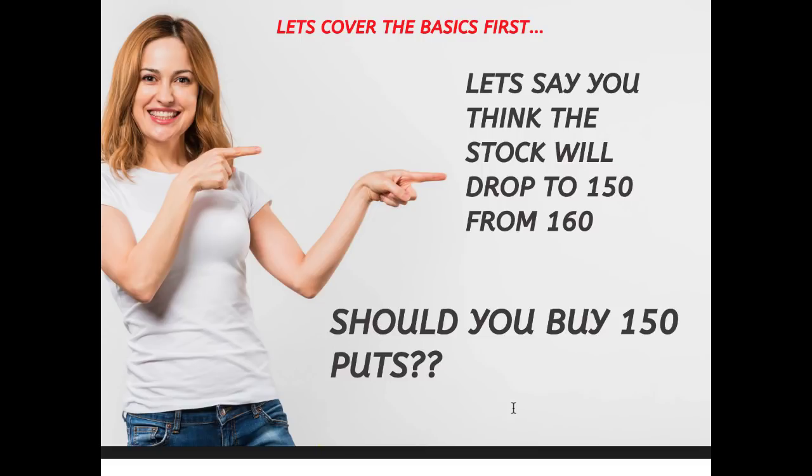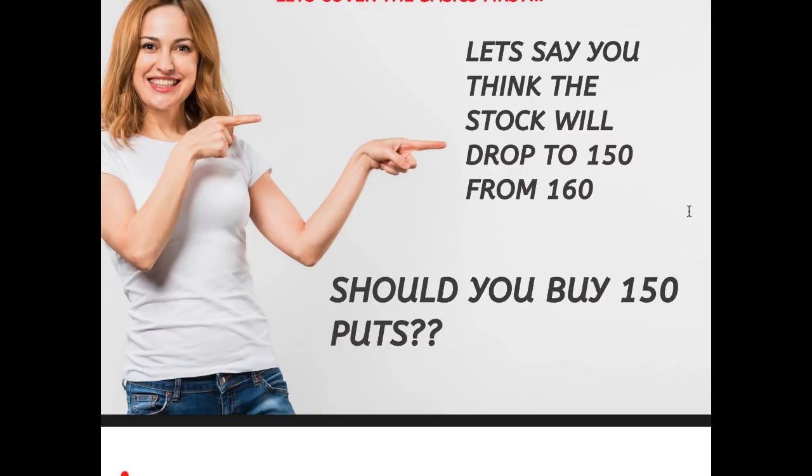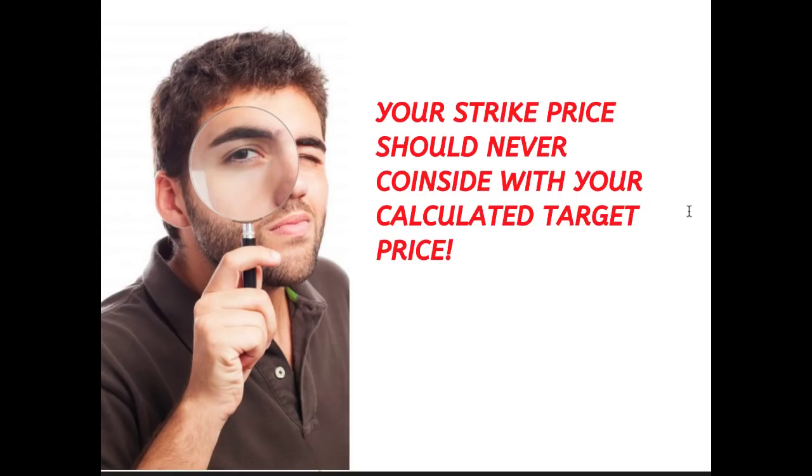Guys, make sure you do not do that ever. Just don't do it, because that actually puts you in a 99.999 probability of a loss. As a matter of fact, it's a 100% loss if we are very concrete that the stock never drops below the 150. So here's the explanation. And write this down. This is the basics. If you trade options, you absolutely have to understand this. Your strike price should never coincide with your calculated target price. So in other words, if you're calculating the stock to drop to 150, you should never be buying the 150 strike. You should always be buying a strike above your target price.